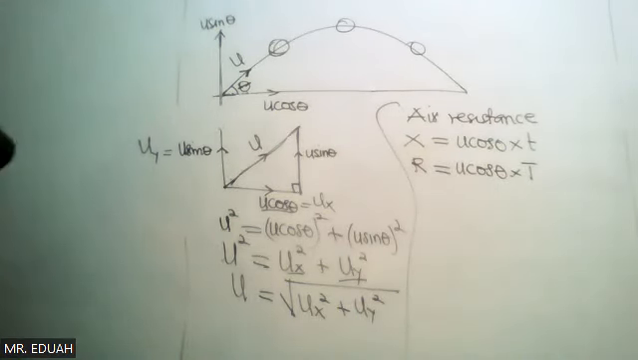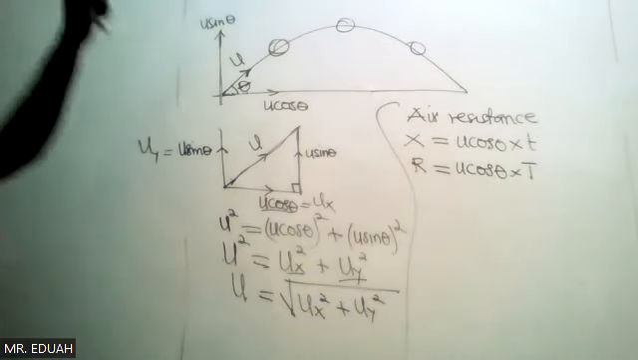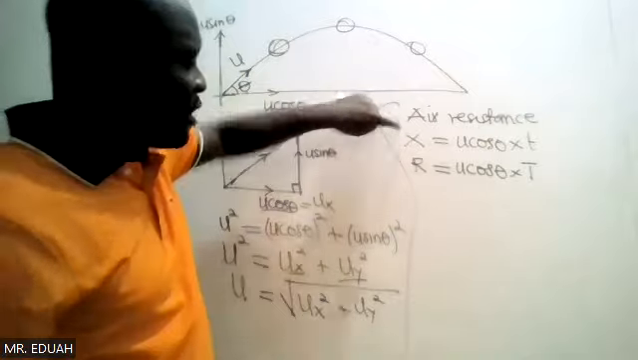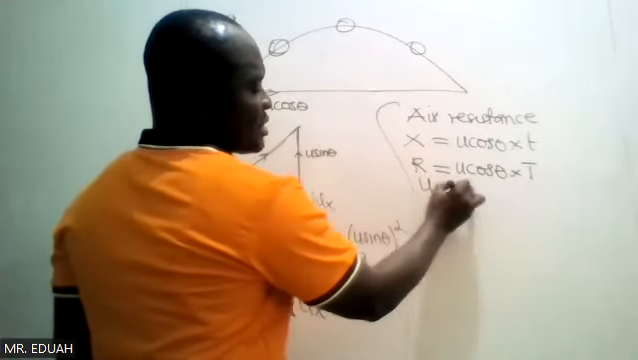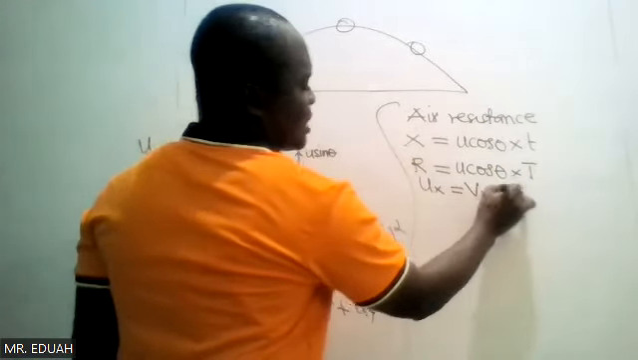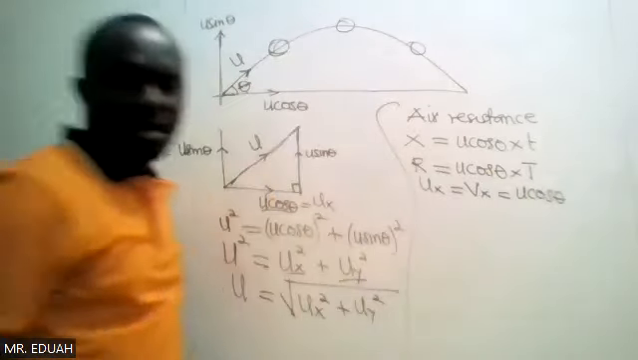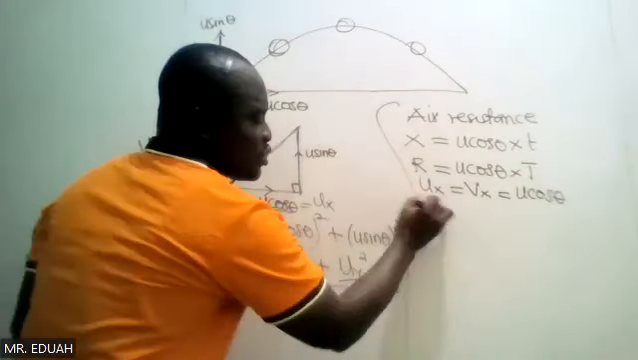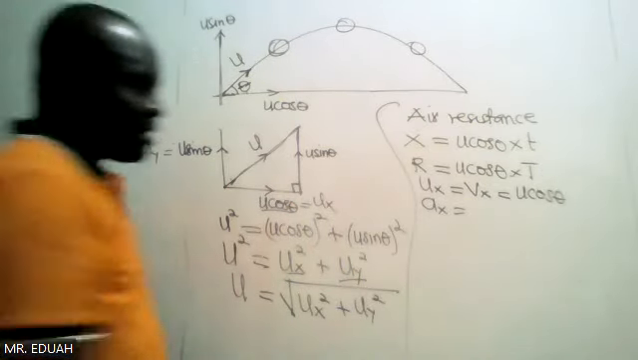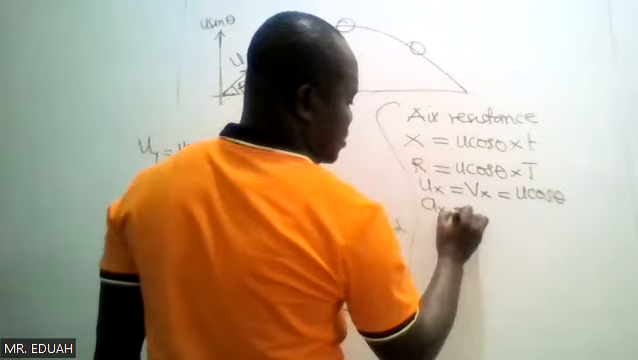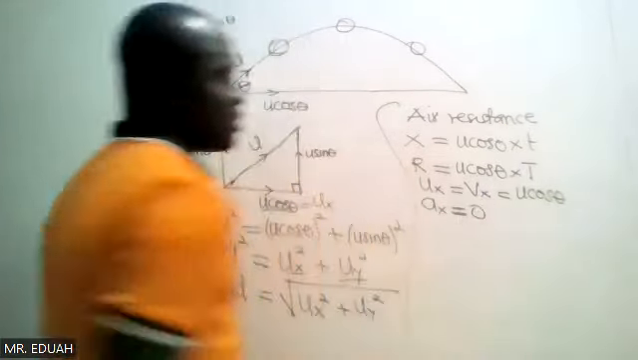Okay. That's it for the horizontal analysis. So for velocity, you know it is constant. Initial horizontal velocity is equal to final horizontal velocity, and they are all u cos theta. Acceleration horizontally is equal to what? Zero. So you have this.